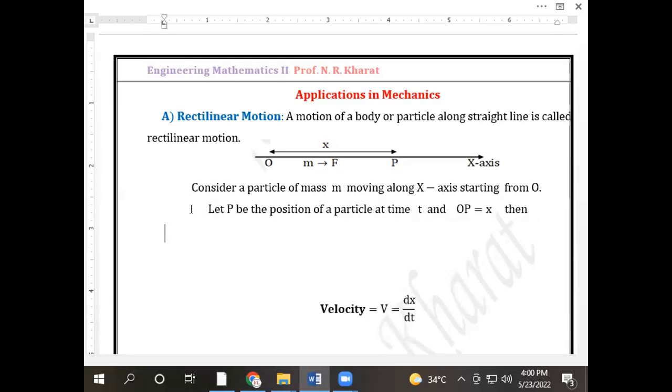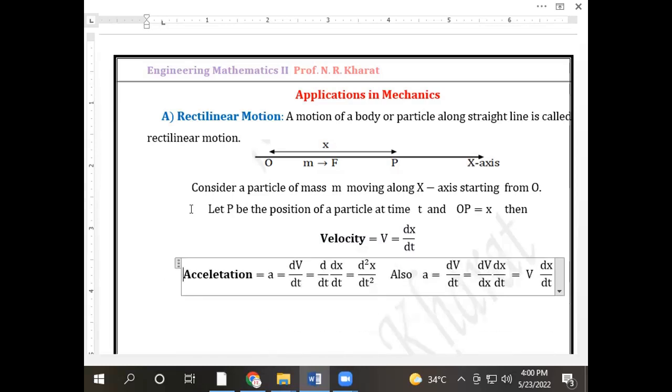Then we can define some terms, that is velocity. The rate of change of displacement with respect to time is nothing but velocity. So the velocity is v equal to dx upon dt, where x is the displacement which changes with time. So we get the velocity in terms of displacement, that is dx upon dt.